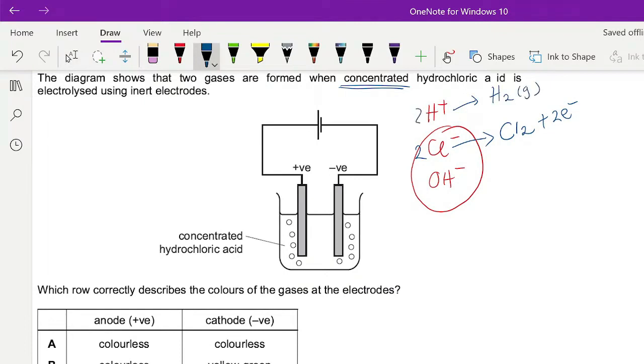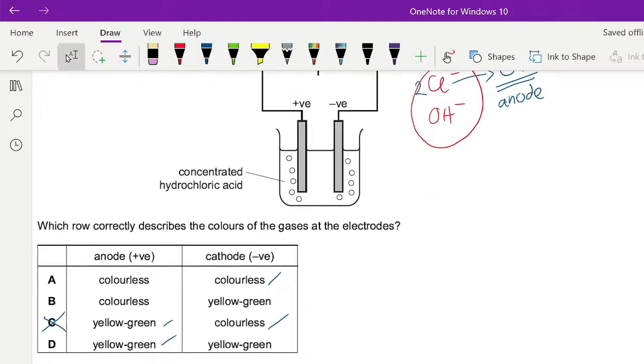Hydrogen gas. Chlorine gas is pale yellow. It's formed on the anode. Why anode? Because chloride is an anion. Whereas hydrogen is formed on the cathode because it's a cation, and it's colorless. So colorless on the cathode and yellow-green on the anode. Answer is C.